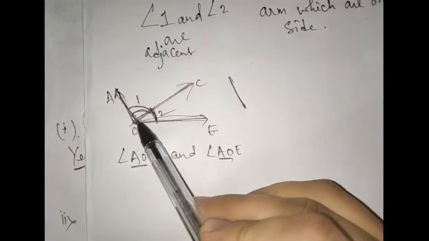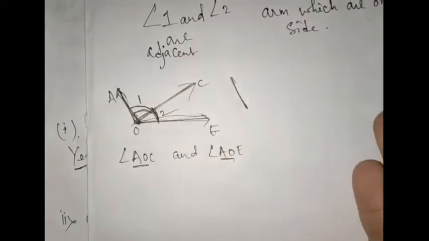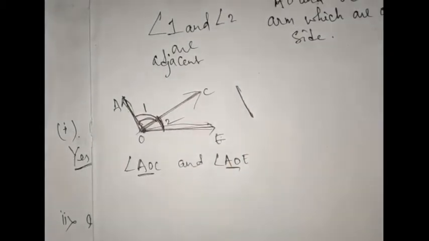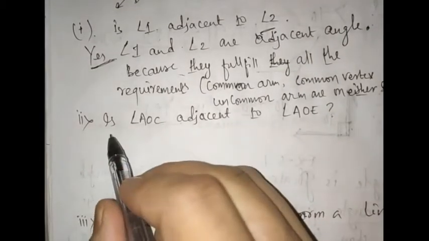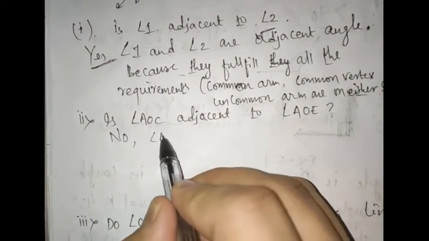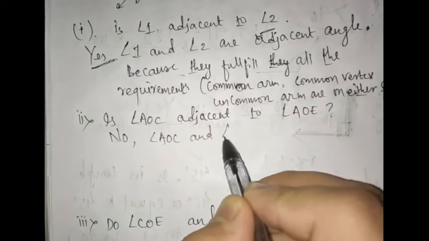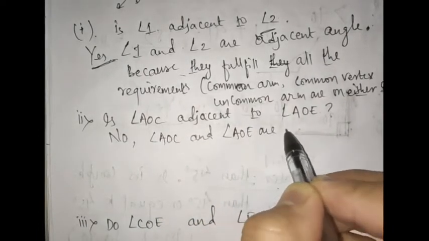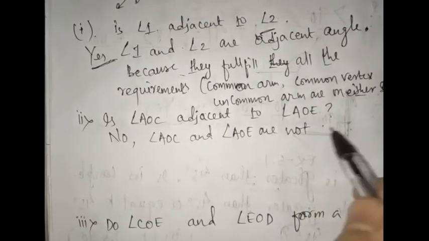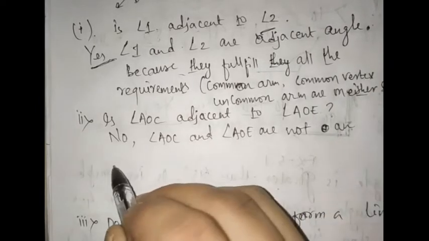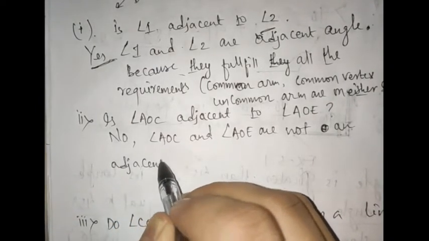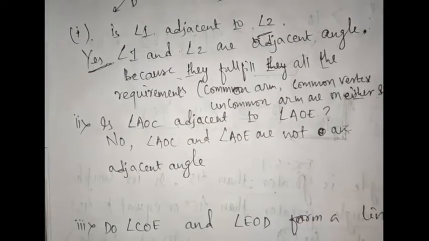So they are not on either side. Just see, the uncommon arms are not on either side. They are on one side. They are on the same side. Alright, so the uncommon arms are on the same side, so we will not consider this as an adjacent angle. So we will write here, no, angle AOC and angle AOE are not adjacent angles. Alright student, I hope you have understood why.